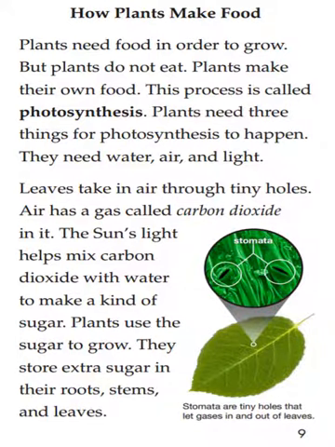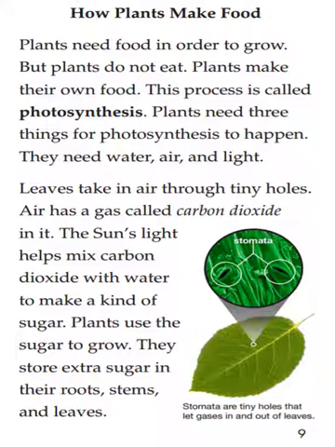Plants need food in order to grow, but plants do not eat. Plants make their own food. This process is called photosynthesis. Plants need three things for photosynthesis to happen. They need water, air, and light.